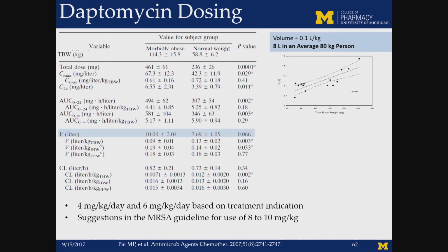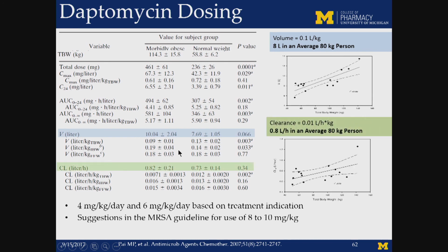And what we saw is a very small change in the volume of distribution of this drug, even though the weight of the individuals was almost twice as high in the morbidly obese versus the normal weight individuals. The volume of distribution did not increase proportionately to body weight. We also used bioelectrical impedance analysis to compute the fat-free mass of these individuals. And when we did that, we were able to normalize the volume of distribution, implying that total body weight is not the right metric for this drug.